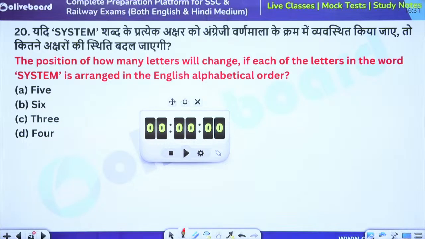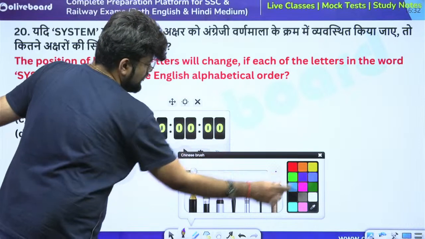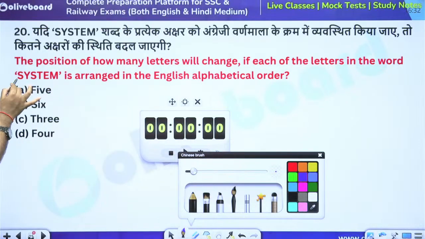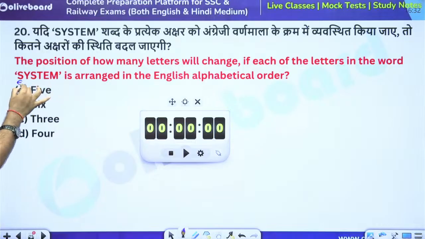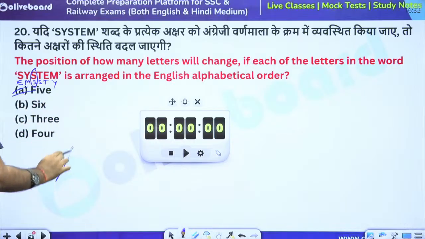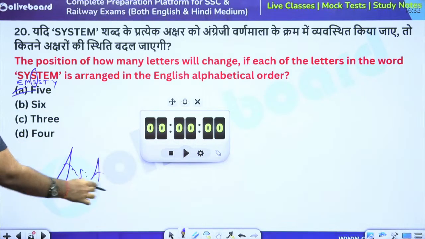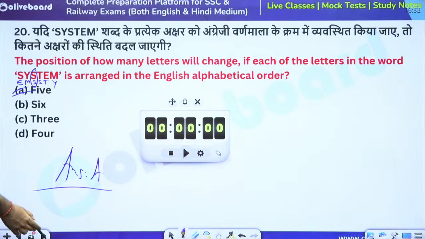Okay, arrange in the English alphabetical order. So we'll start with E, 5, then 13, then 19, 19, 20, 25. I think only one remains on its position. Okay, how many letters will change? So 1, 2, 3, 4, 5. 5 will change. Option A is the right answer. Cool.